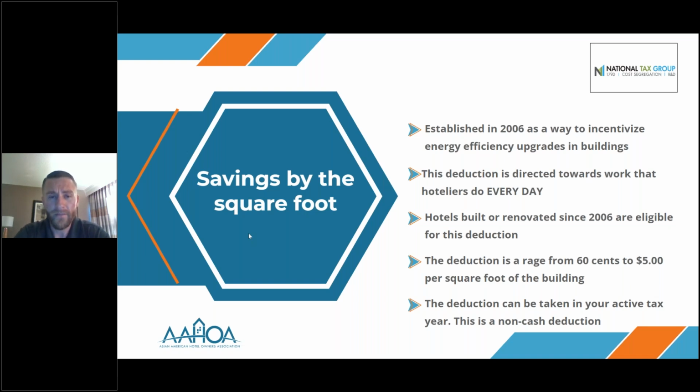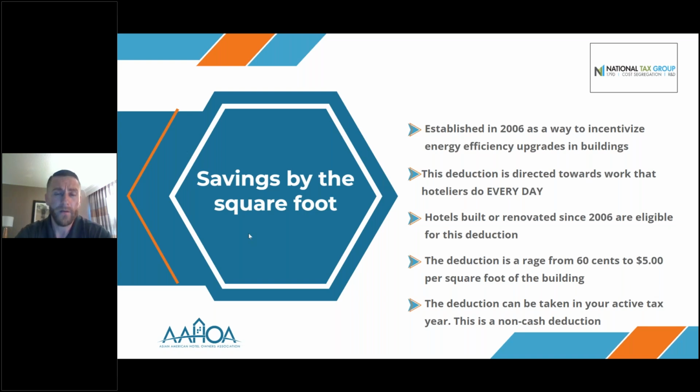So for 179D, this is a tax deduction that was established in 2006. And again, it's meant to incentivize energy efficiency, new construction and upgrades in a commercial building. It's something that hotel owners do every day. The types of improvements I mentioned before, if you're upgrading your HVAC system, your hot water systems, your lighting in the property, these are things that are done on a regular basis. Even if you're just doing a PIP, sometimes it's things that you have to do.